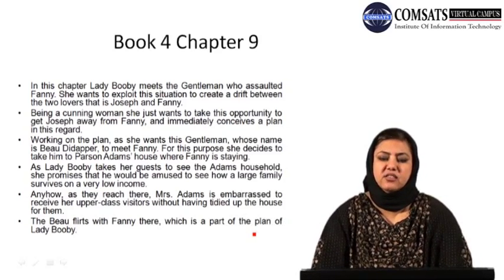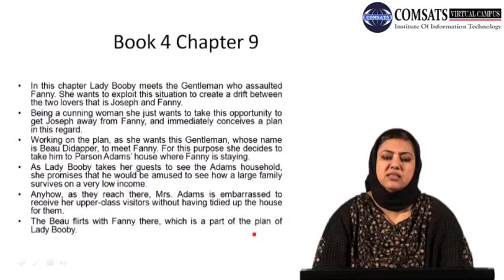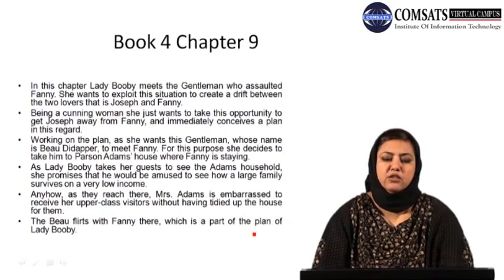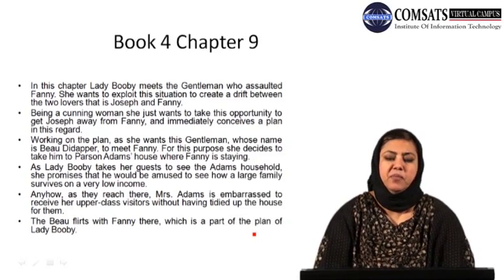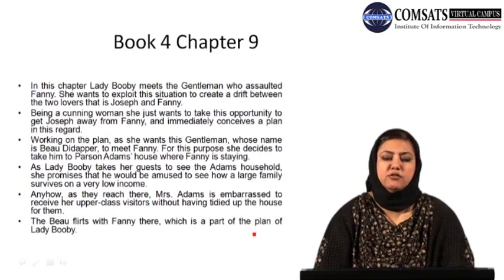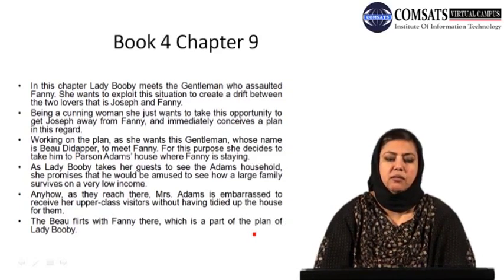As Lady Booby takes her guests to see the Adams household, she promises that he would be amused to see how a large family survives on a very low income. This comment of Lady Booby, as she says this to the gentleman who is Beau the Dapper, who is going there to Parson Adams' place with Lady Booby, we can notice the selfishness and the crudeness and the hard-heartedness of Lady Booby, who takes pleasure in seeing that a large family survives on a very low income, and what I would say is under her thumb.